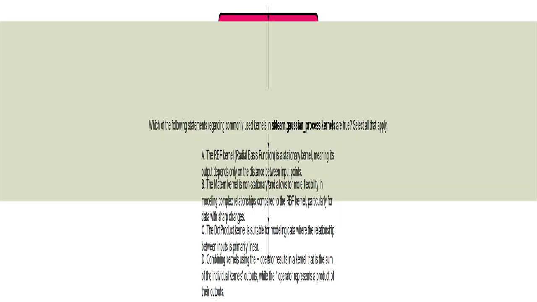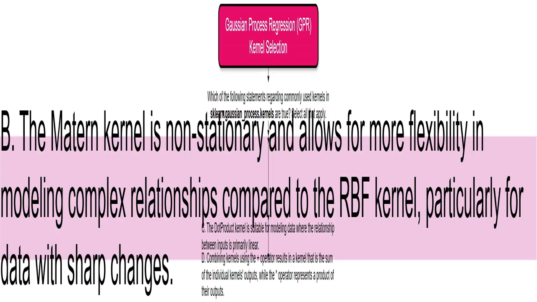The radial basis function, RBF, kernel is stationary. This means its output solely depends on the distance between data points. If points are close together, they'll have similar outputs regardless of location in the input space. This is suited to datasets showing smoothness and consistent relationships across all points. The statement is incorrect. The Matern kernel is actually stationary, unlike what this option states. While it does offer flexibility via a smoothness parameter, nu, it remains stationary. Don't get fooled, its adaptability doesn't mean it's non-stationary.